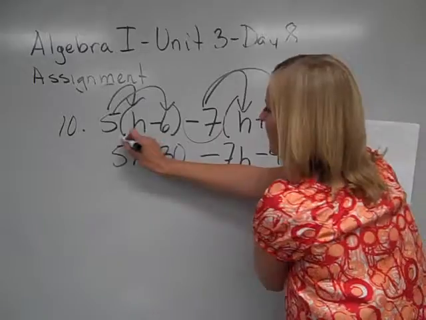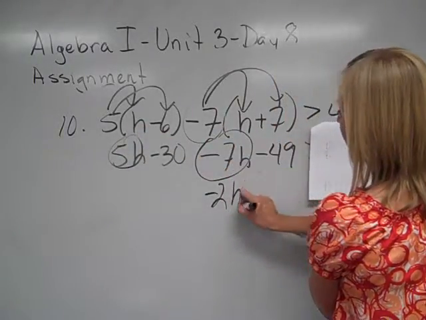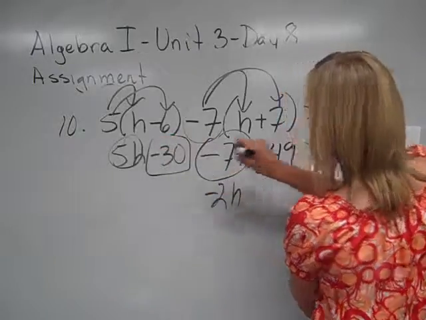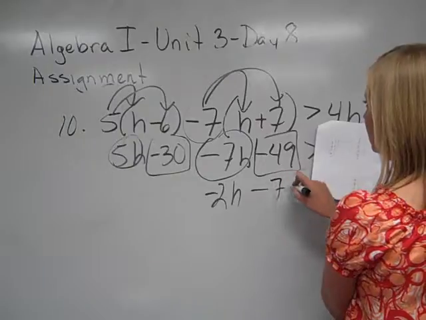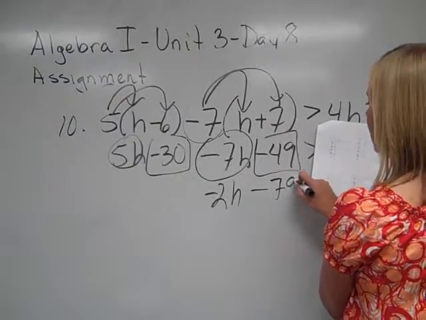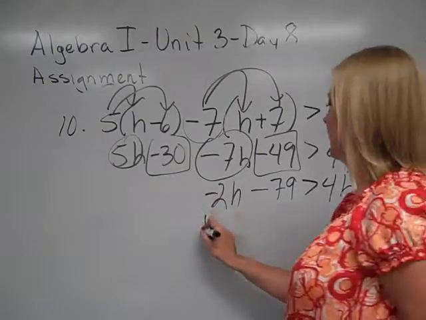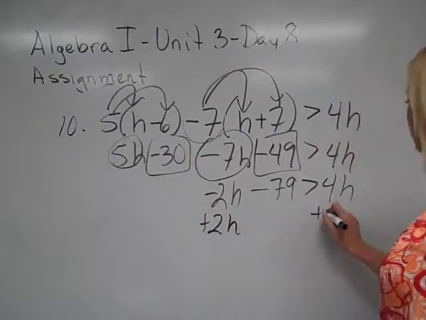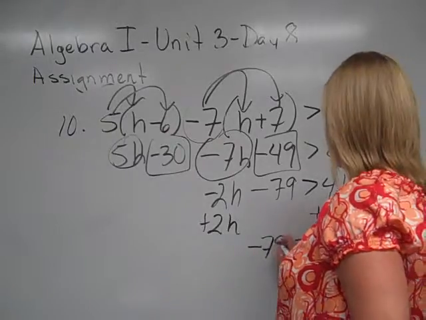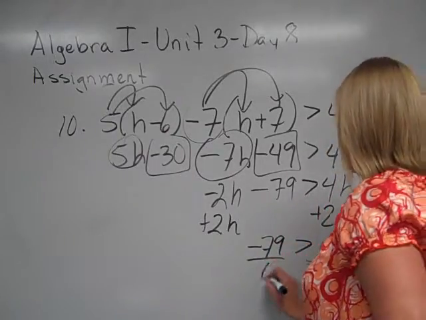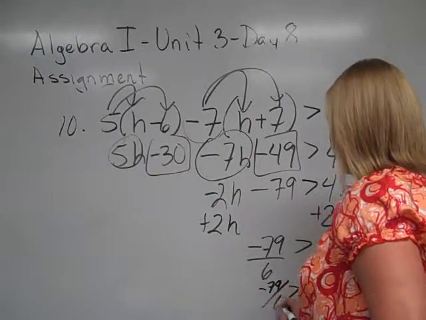You have 5 h's minus 7 h's for a total of minus 2 h's. Negative 30 minus 49 for a total of negative 79. Add 2h to both sides. 6h is less than negative 79. Divide by 6. h is less than negative 79/6.